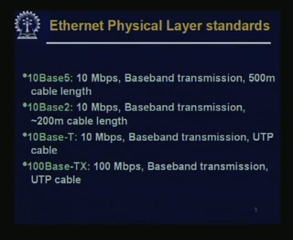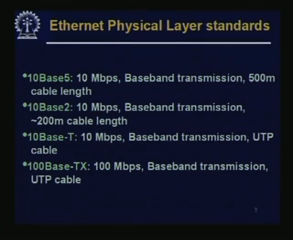Now, these are the Ethernet physical layer standards that we have. I mentioned some of them, there are actually more. So, 10 base 5 is 10 megabits per second baseband transmission, and this 5 stands for 500 meter cable length. We mentioned this before. This is the so called thick Ethernet or thick coaxial cable, and this has become obsolete now.